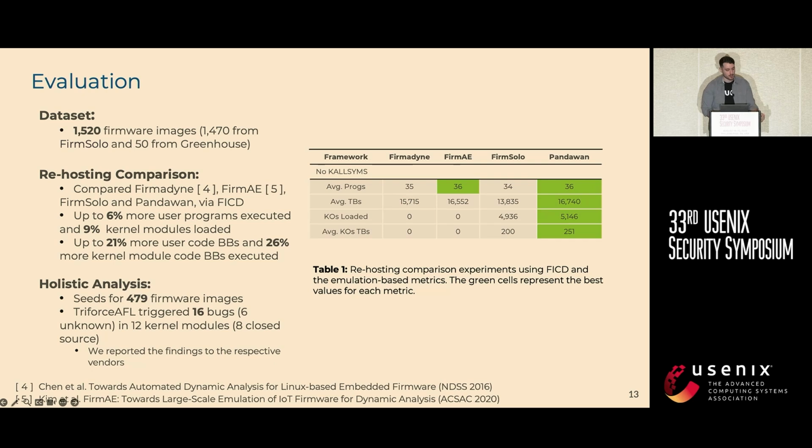Now, we evaluated Pandawan on around 1,500 firmware images, the majority of which originates from the FirmSolo dataset. And we also used 50 more modern images that use newer kernel versions from the Greenhouse dataset. During our rehosting comparison experiments, we used FICD to compare the Firmadyne, FirmAE, FirmSolo, and Pandawan rehosting frameworks. And during our analysis, in general, Pandawan was able to outperform these systems in the average numbers of user-level programs executed and kernel modules loaded, and also in the average number of user-level code basic blocks and kernel module code basic blocks executed as well. For more information about our extensive analysis for these experiments, you can also refer to our paper.